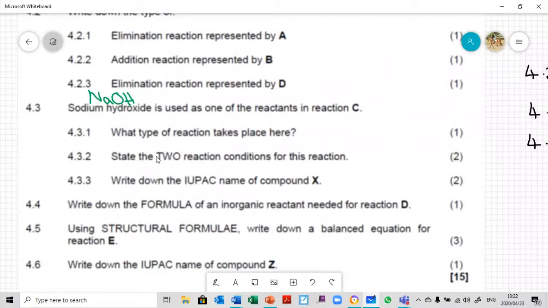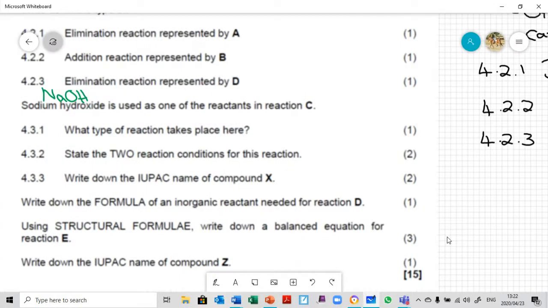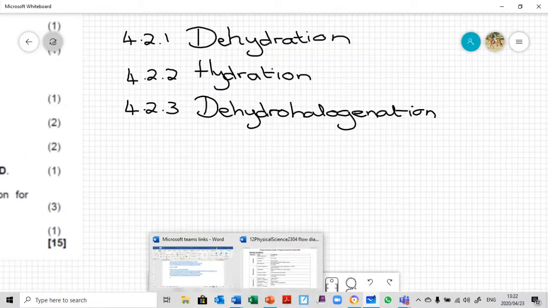They want to know what type of reaction takes place here. Now, you could get away with only writing substitution, but because this is a matric paper, I would be slightly more careful.